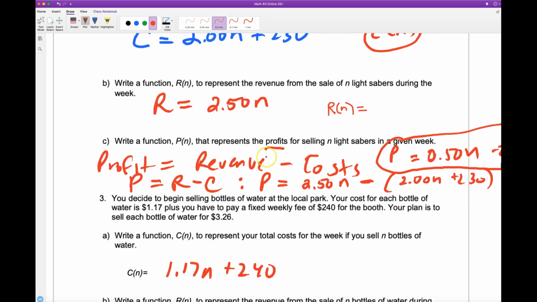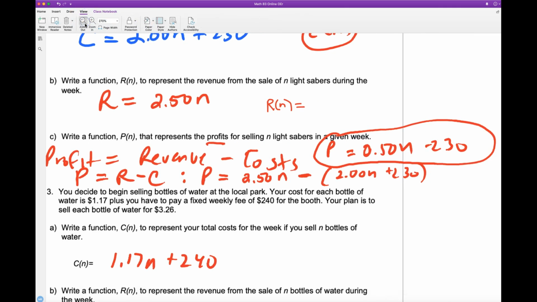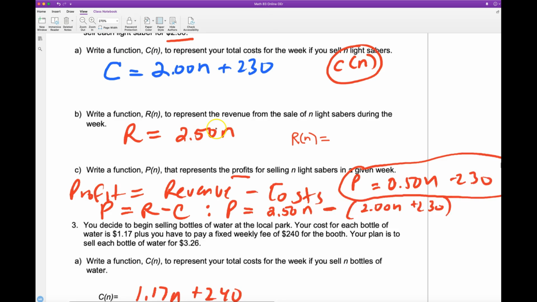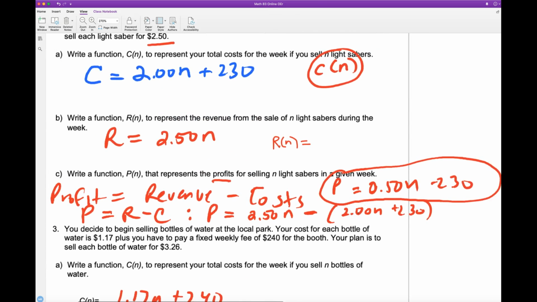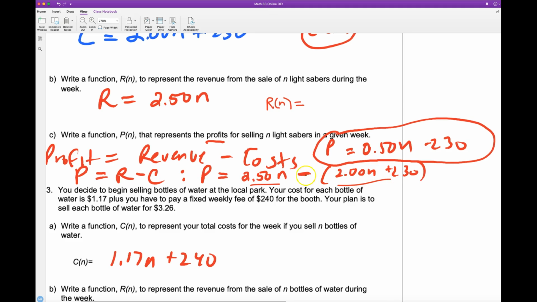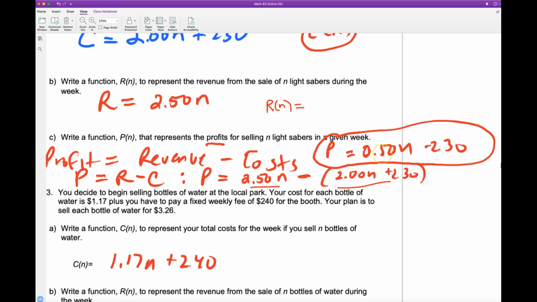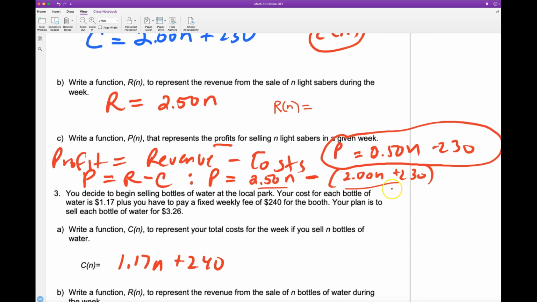Write a profit equation. What you need to remember about profit is that profit is revenue minus costs. So you're going to take what the revenue is minus the costs. And you can see what we do here. Profit equals revenue minus costs. And so you can see here's the revenue part, here's the cost part. And when you simplify this minus this, it is 50 cents n, 0.50 n, and then minus the 230.